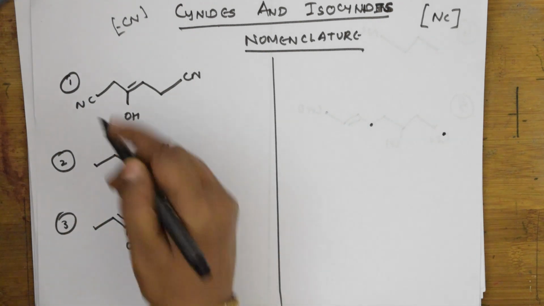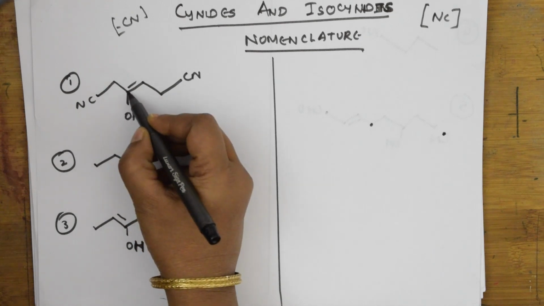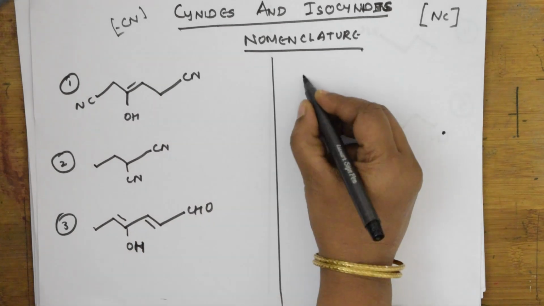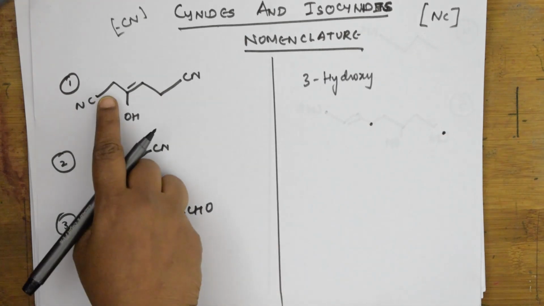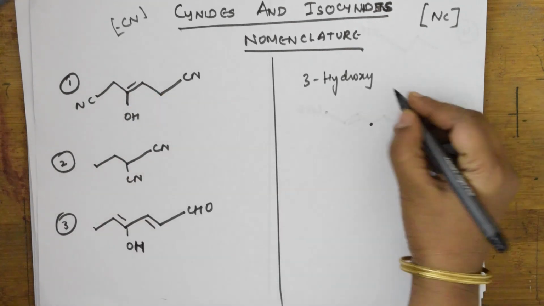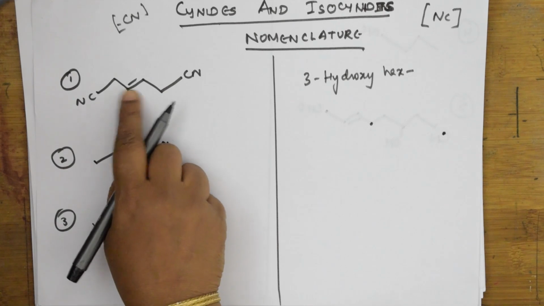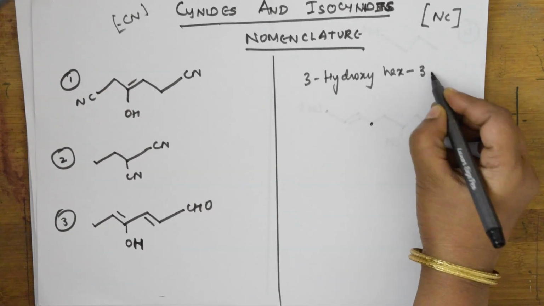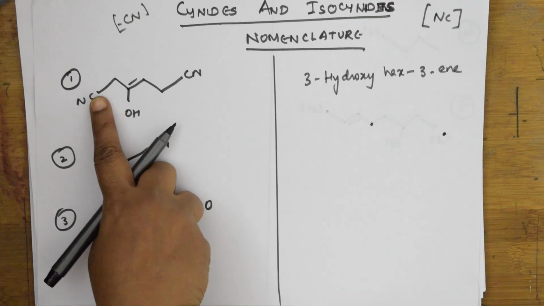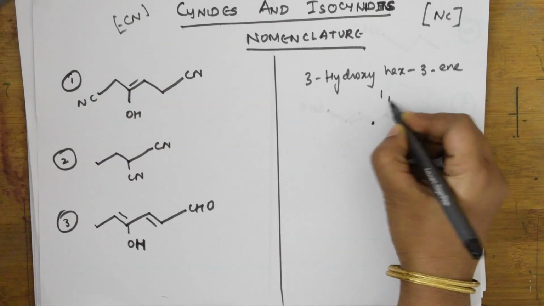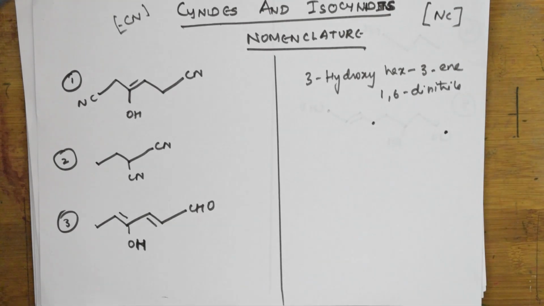Right? So according to the order of preference, first carbon, second carbon, third carbon. At the third position you have 3-hydroxy. Right. Now what is the parent chain? 1, 2, 3, 4, 5, 6. So 6-hydroxy hex. At which position is the double bond? 1, 2, 3. 3-ene. And where is the cyano group present? First carbon and the last carbon. So it is 1,6-dinitrile.